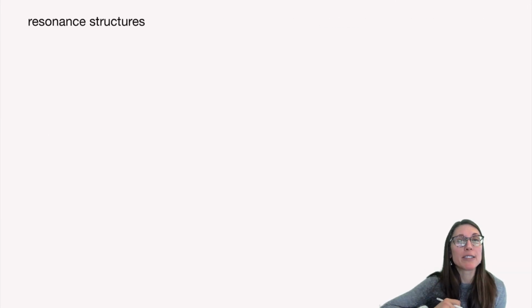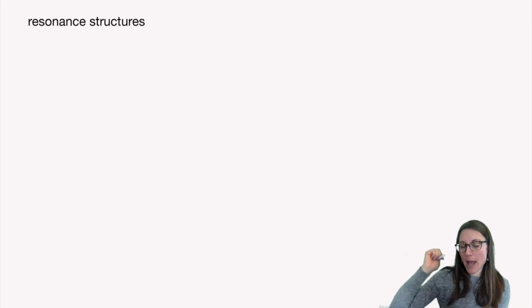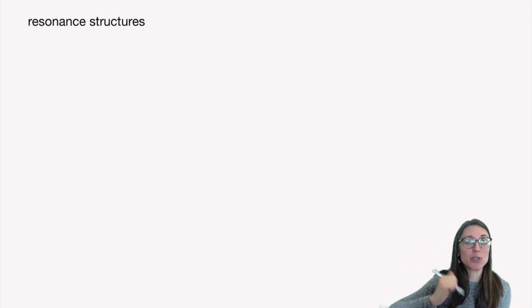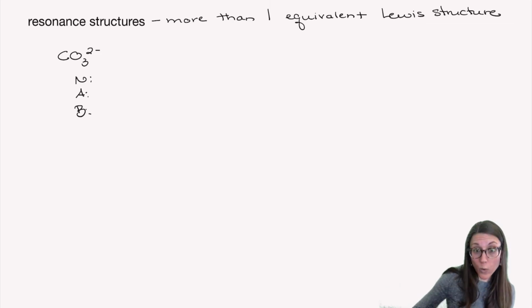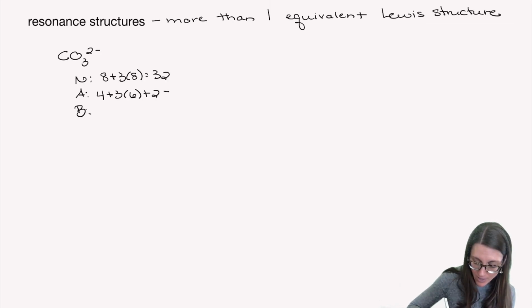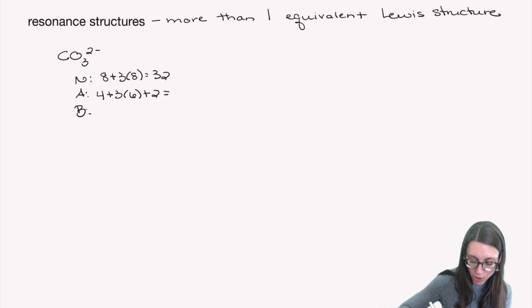Let's talk about resonance structures as our second extension. In a molecule that has resonance structures or resonance forms, there is more than one equivalent way to draw the molecule. Well, what do I mean by that? Let me show you with the polyatomic ion carbonate. We're going to NAB it, making note to add those extra 2 electrons from the minus 2 charge.